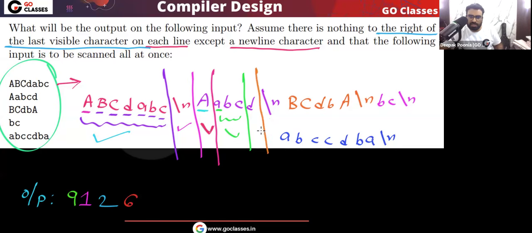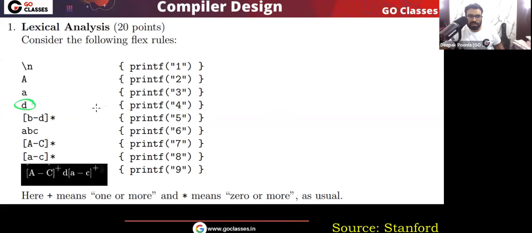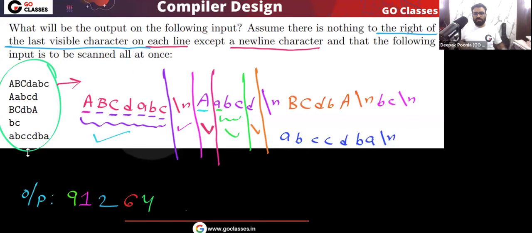So what about this small d? This is a separate thing. For the small d, you can notice this rule 4, because this has higher priority. Actually, this is also matching. For small d, these two are matching. So we will print token 4. Understood so far? Then there is new line character. For the new line character, token 1 will be printed.